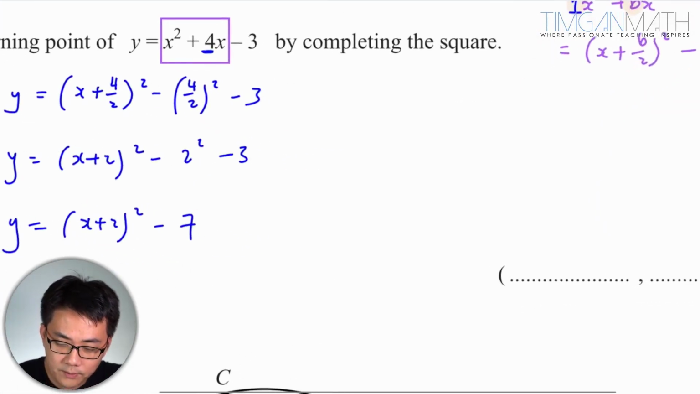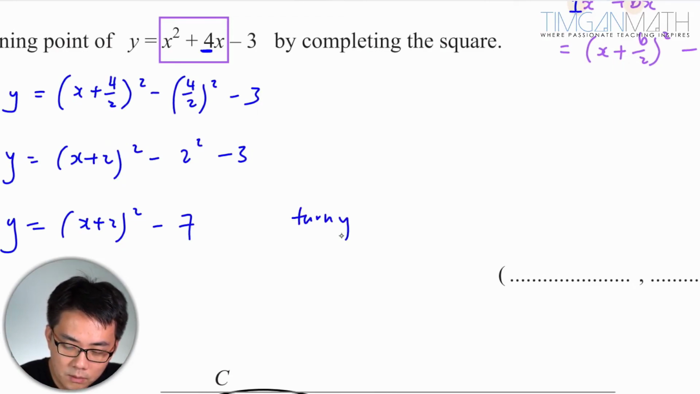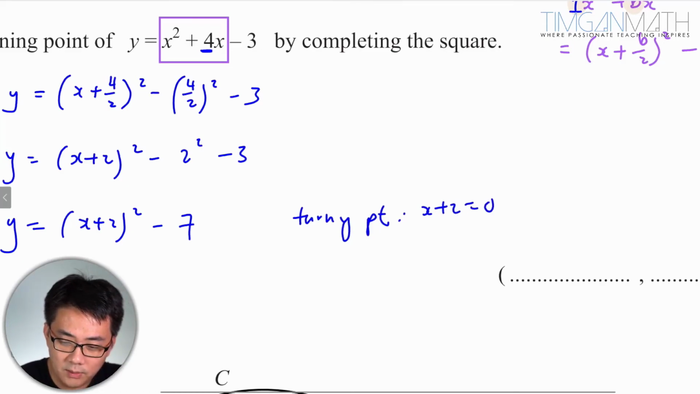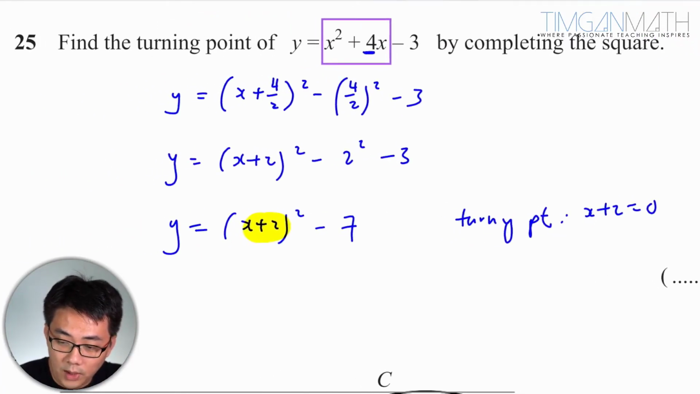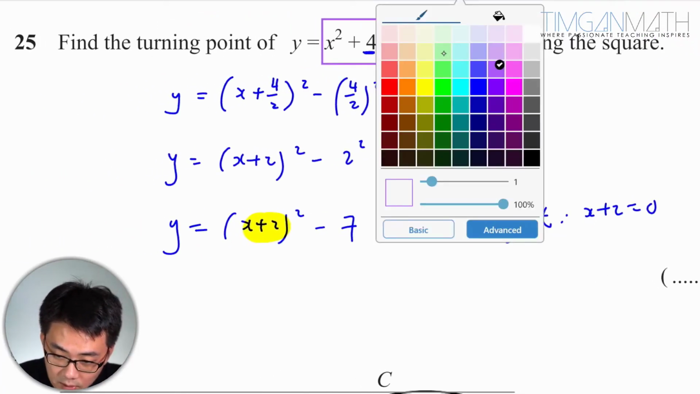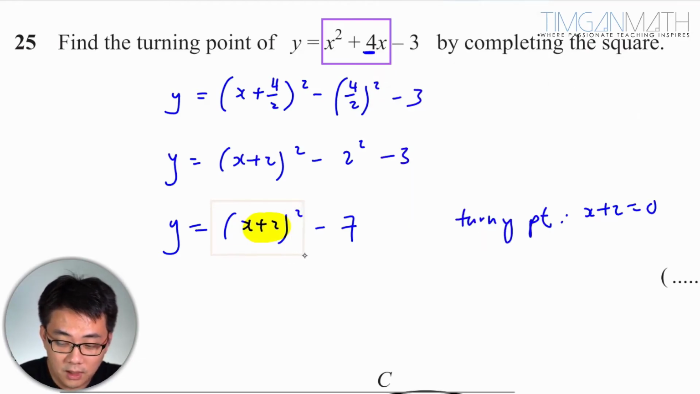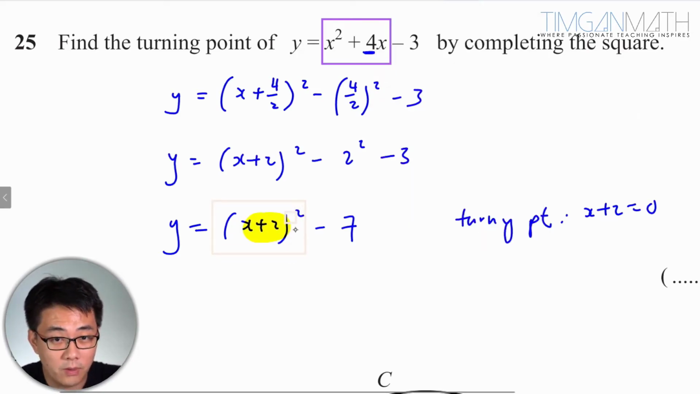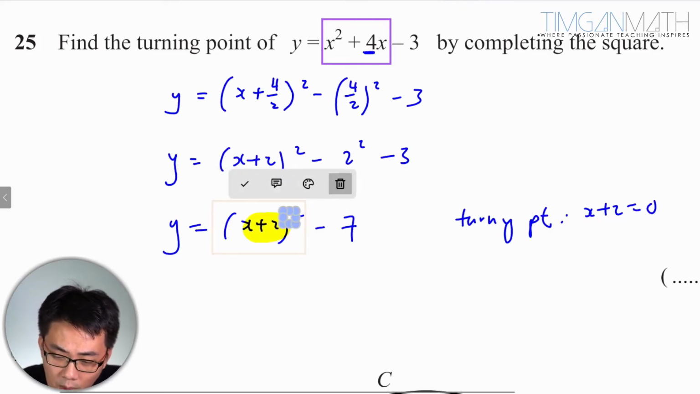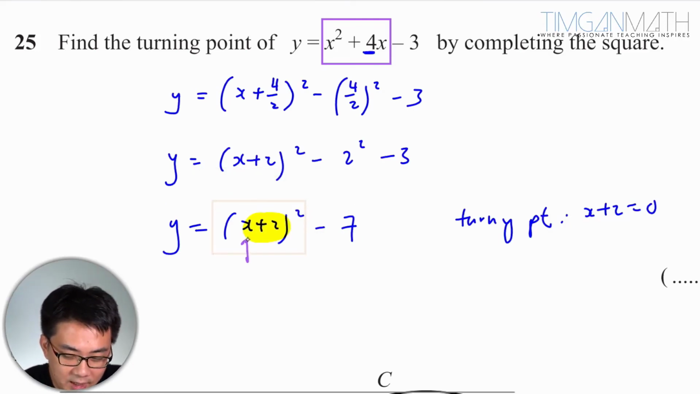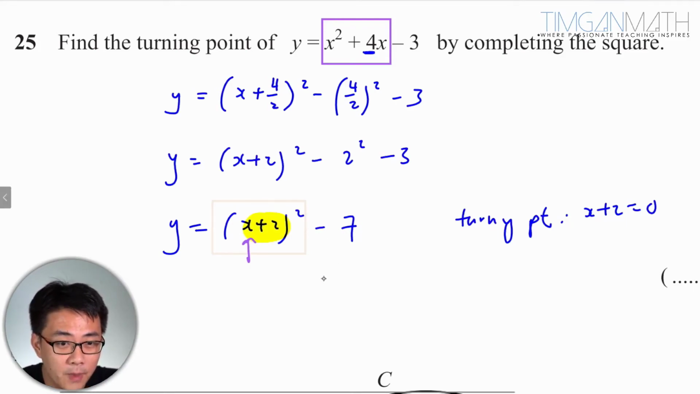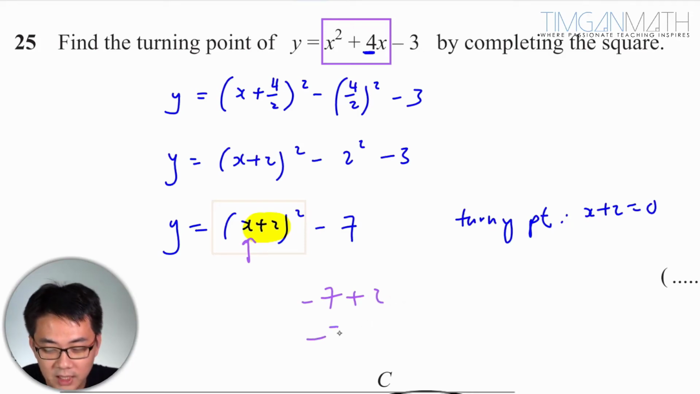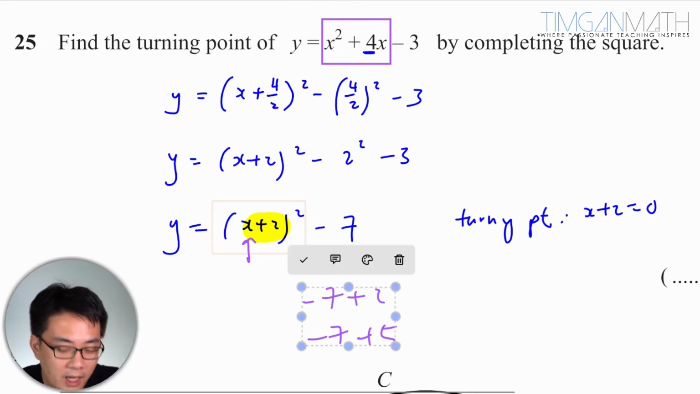So the turning point, hence the turning point is when x plus 2 equals to 0, this one in the middle. Okay, you can see that the minimum point, because what you need to know is the completing the square form contains a very interesting property, is that this is always positive, right? Doesn't matter whatever you replace into this x here, it will always remain positive. So meaning it will always add a value to negative 7. So negative 7 plus 2, negative 7 plus 5, you can be adding any number.